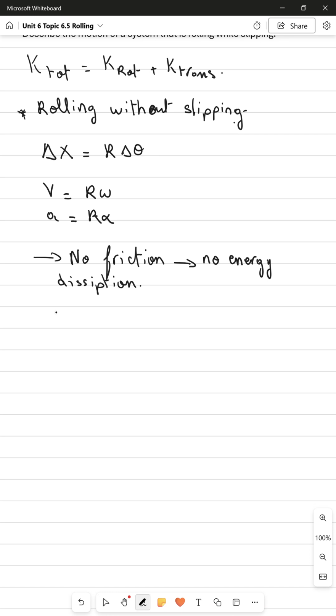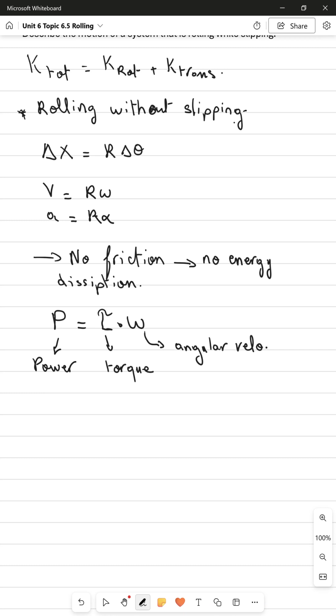Now, an important thing that we need to calculate in many cases, but it's not mentioned in the syllabus, is the power for rotation. The power is going to be equal to the torque multiplied by omega. So that's the power, that's the torque, and that's angular velocity.